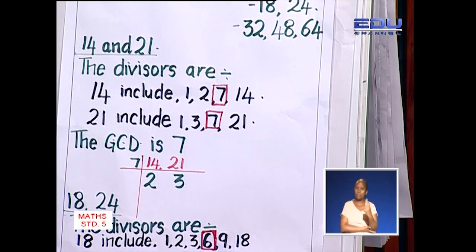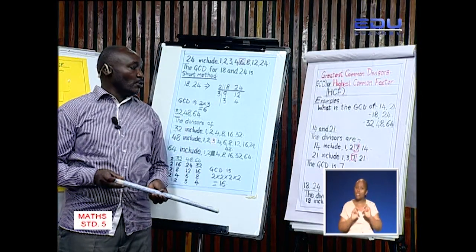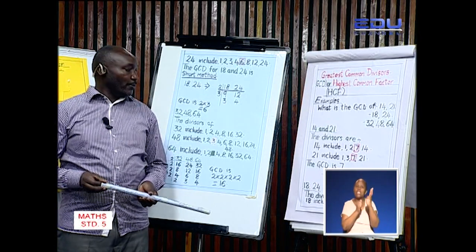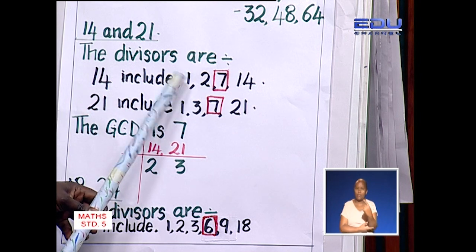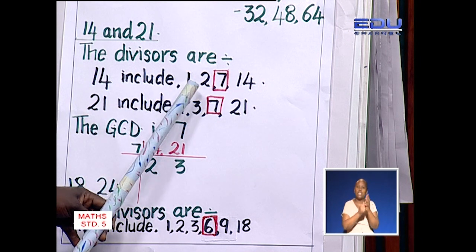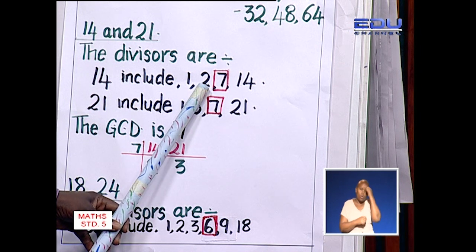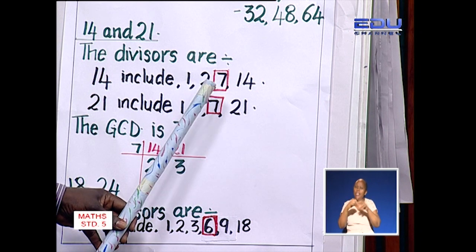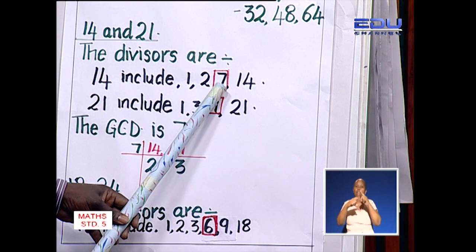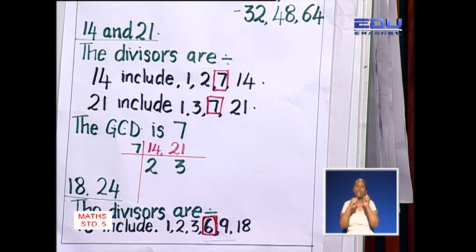Now, it is important for us to check the divisors of 14 and the divisors of 21. So, the divisors of 14 include 1, because 1 times 14 will give us 14; 2, because 2 times 7 is going to give us 14; 7 is also a divisor because 7 times 2 is going to give us 14; and 14 is also its own divisor because 14 times 1 is 14.